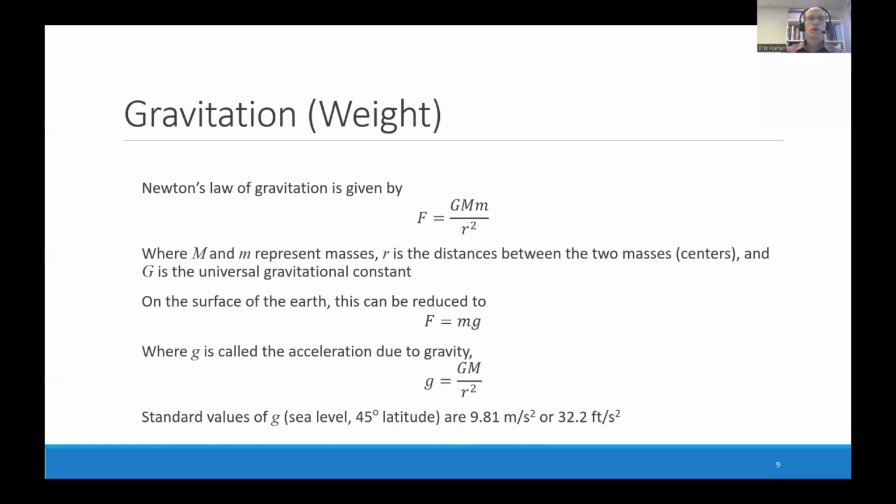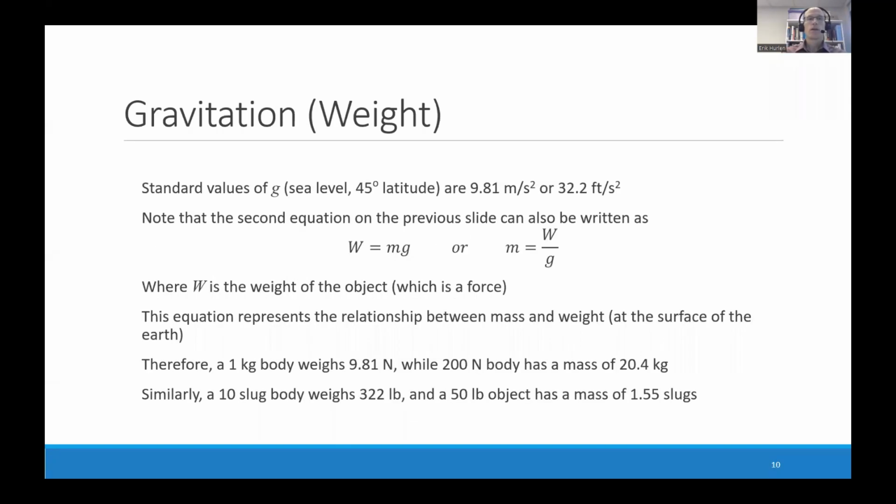The relationship between mass and weight really comes down to Newton's law of gravitation. On the surface of the Earth, this reduces to the simple relationship that weight or force is equal to mass times gravity, where the acceleration due to gravity is either 9.81 meters per second squared in SI units or 32.2 feet per second squared in US units.